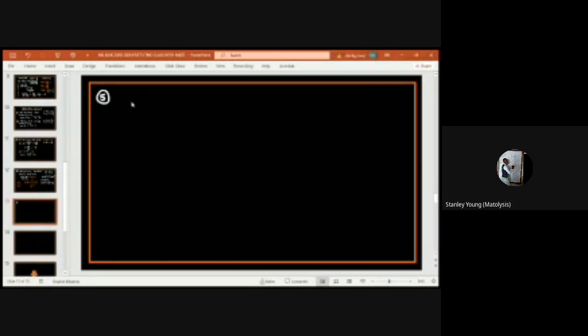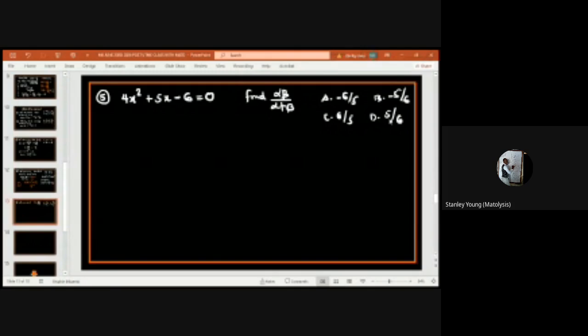Number 5 supplied us 4x squared plus 5x minus 6 equals 0 and wants us to find alpha beta divided by alpha plus beta. Supply the options: negative 6 over 5, negative 5 over 6, 6 over 5, and 5 over 6. Tell me, what did you get here? Anybody?